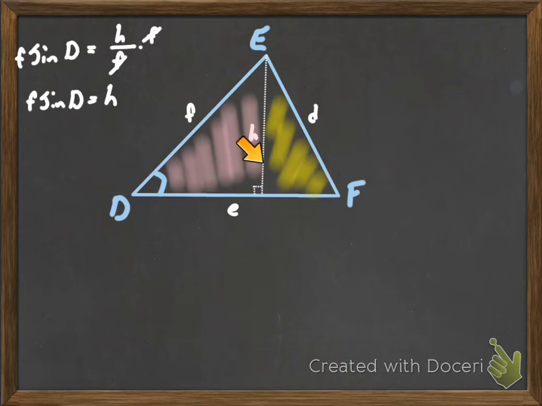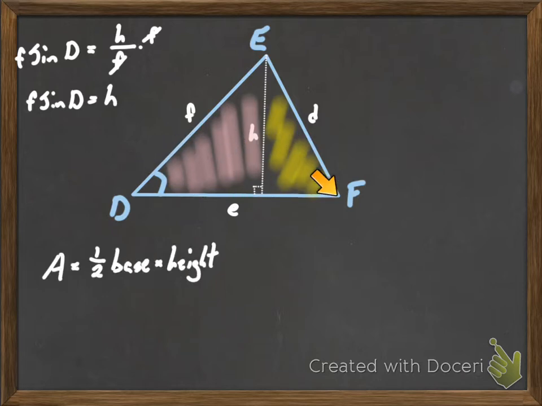Now, this is very helpful because if I know the height of the triangle, I can figure out the triangle's area, right? Because area is just 1/2 base times height. This side E is the base, this is the height, so 1/2 of E times H is the area of the triangle. But look, I know what H equals. H equals F times the sine of D. So if I know the length of F and I know this angle, it's that side angle side relationship, then I know the area of the triangle. And that would be the area formula for this triangle. So that's our side angle side area, 1/2 E times F times the sine of D.